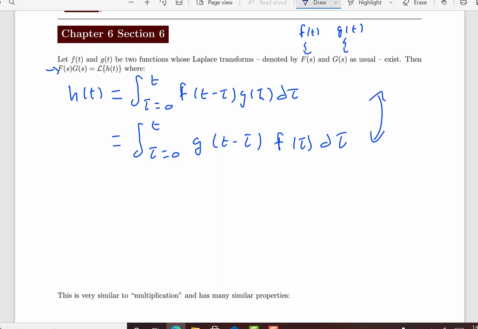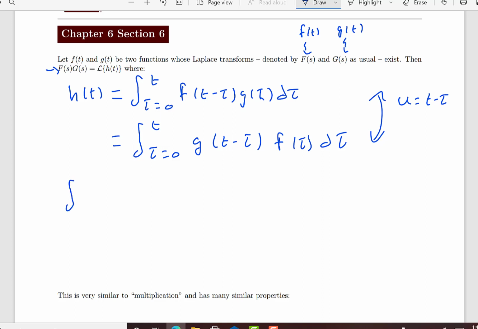Part of the theorem is that these two integrals are equal to each other. It involves a change of variables. We're going to look at it a little bit later in more detail, but for now, suffice it to say that if you say u is equal to t minus tau, and then make the typical changes that you would do when doing u substitution, you can see that these two integrals are equal. And each one of these has a special name.